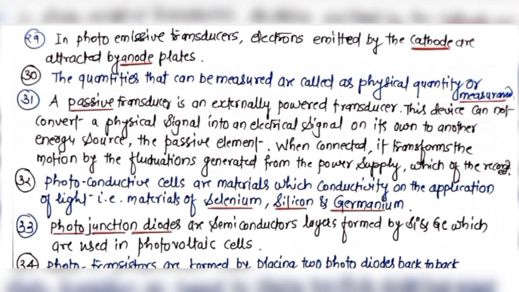A passive transducer is an externally powered transducer. This device cannot convert a physical signal into an electrical signal on its own to another energy source. The passive element, when connected, transforms the motion by the fluctuations generated from the power supply, which is being recorded.